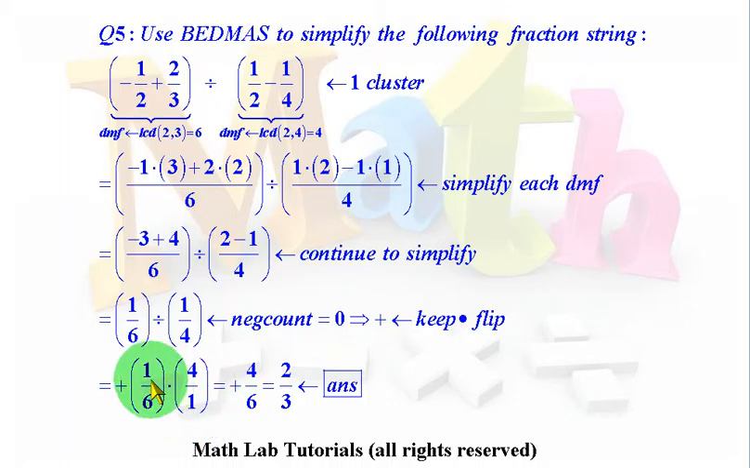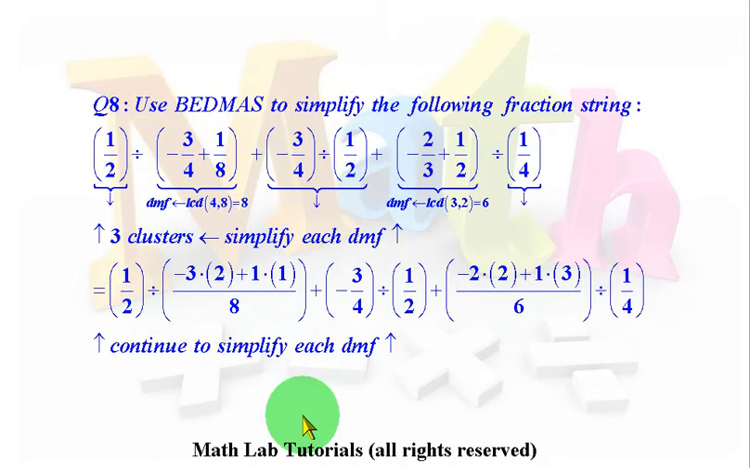At the end, you do some multiplication, 1 times 4, which is 4, and 6 times 1, which is 6. So you get plus 4 over 6. This reduces to 2 over 3 by dividing top and bottom by 2. Of course, we can drop the plus sign at the end, as usual. And 2 over 3 is a proper fraction, and it's irreducible. And so that would be the final answer. Let's go on to the next slide.